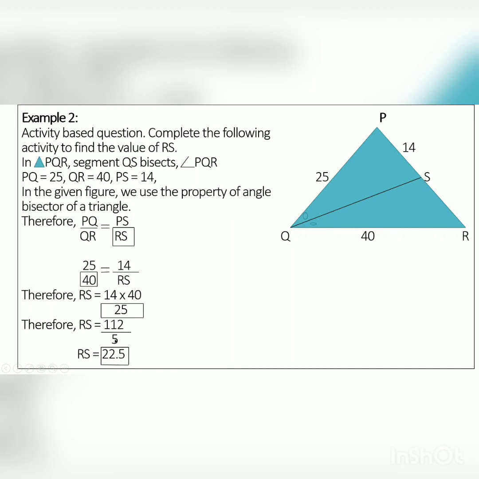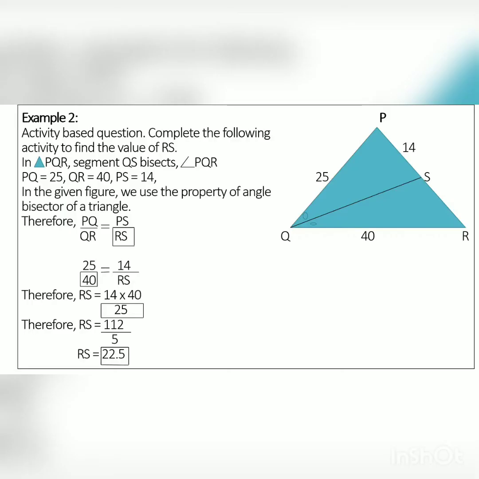Divide 112 by 5. 5 2s are 10. 11 minus 10 remains 1. Again 12. 5 2s are 10. 12 minus 10 remaining 2. RS is equal to 22.5.